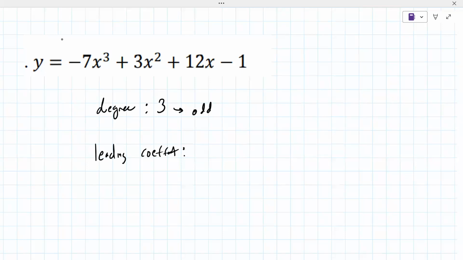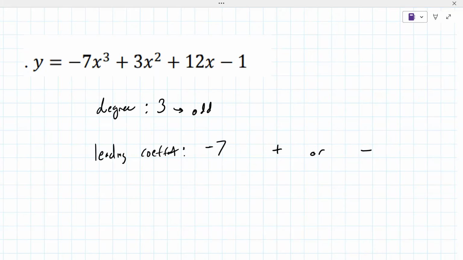The leading coefficient goes with the highest degree term. So this term right here, what is the leading coefficient? What's the number in front of x? The leading coefficient is the number in front of the highest degree term. Oh, so -7. Yes. And you need to know whether it's positive or negative. That will also become important.